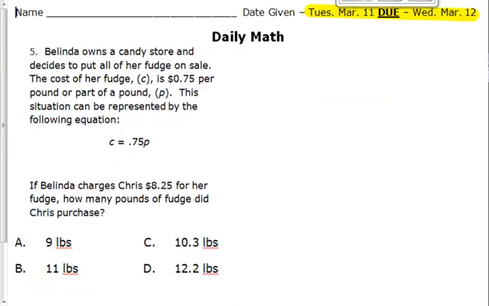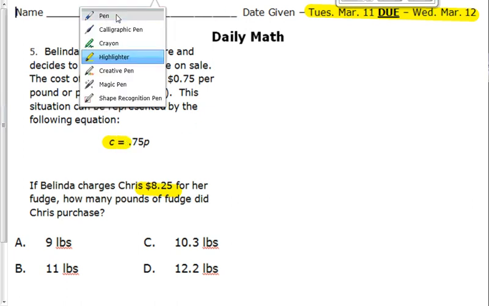Moving on to Tuesday's. Belinda owns a candy store and decides to put her fudge on sale. Her fudge costs 75 cents per pound or part of a pound. This situation can be represented by the equation. If Belinda charges $8.25 for her fudge, how many pounds of fudge did Chris purchase? Well, this is a question that's a little bit easier for you. It also gives you the answer. It's telling us the cost. So this problem's where we're going to have to work backwards.